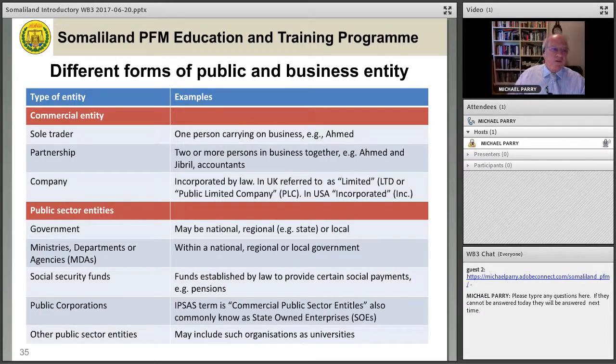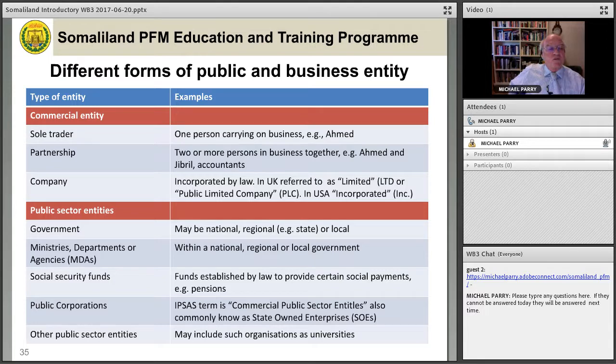And finally, just a list of the different forms of business enterprise. Commercial entities normally operate in one of three formats: a sole trader, a partnership between several persons, or a company. A company is an organization where you have separated the ownership of the company and the operation of the company. And the owners only have limited liability for any debts of the company. Hence the use of the term in the UK, limited company, whereas in the USA they tend to use the term incorporated to show the company has been incorporated under law. Same thing. No difference with those two terms. They mean exactly the same thing.